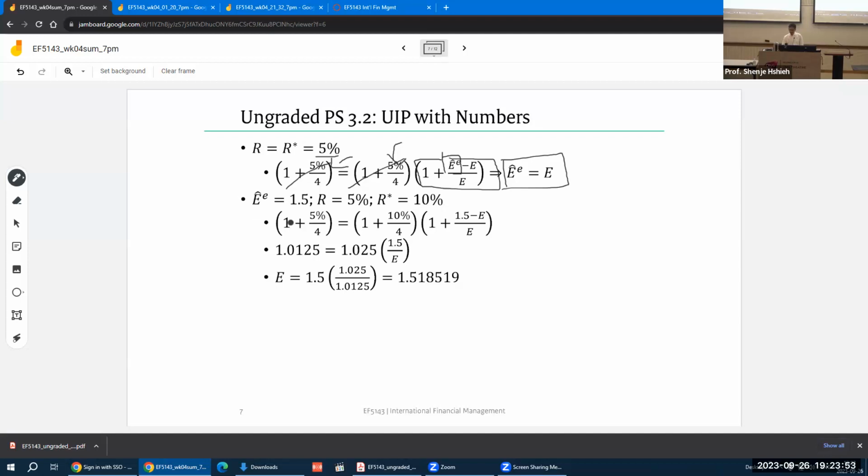All right, second part, you're given expected future spot rate of 1.5, domestic and foreign interest rates are 5%, 10% respectively, and your job is to solve for the spot rate. So very simple, you just plug all the numbers in and solve for E. So I'll let you work out the algebra, but you should get an answer around 1.52.